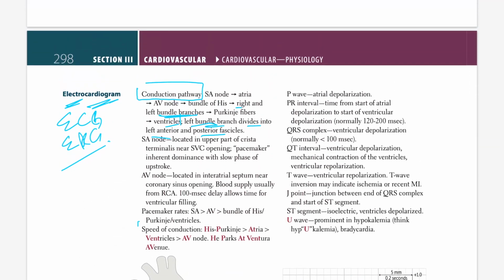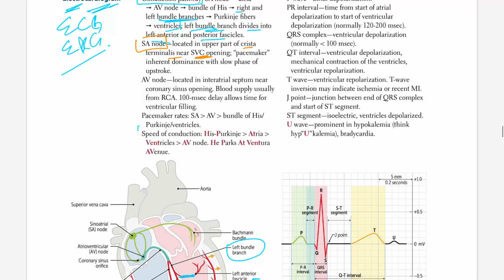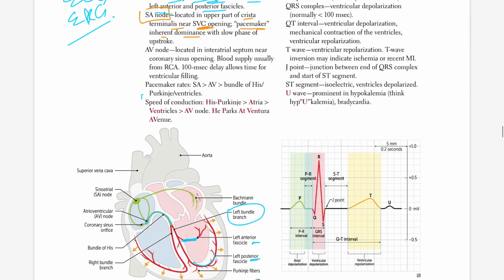Now let's change color here. The SA node is located in the upper part of crista terminalis near the SVC opening, high yield. Where is SA node located? And let's actually read the whole SA node, and then we look at the picture. It is the pacemaker with inherent dominance with slow phase of upstroke. So here is the location, right? SA node.